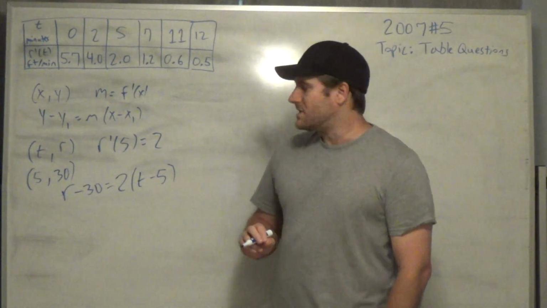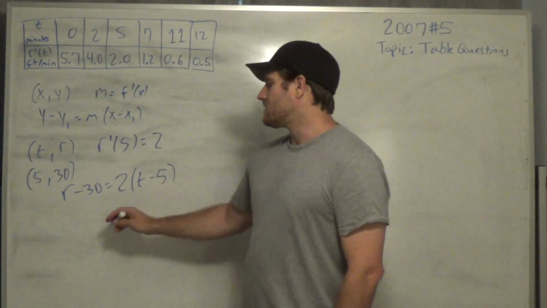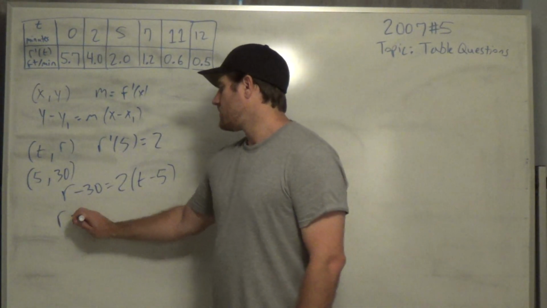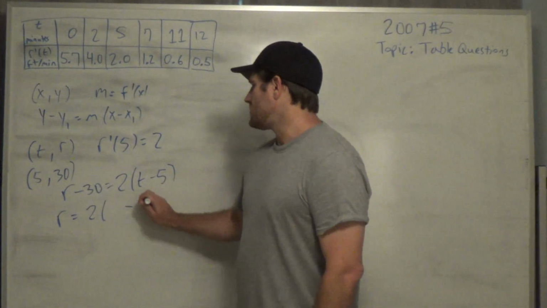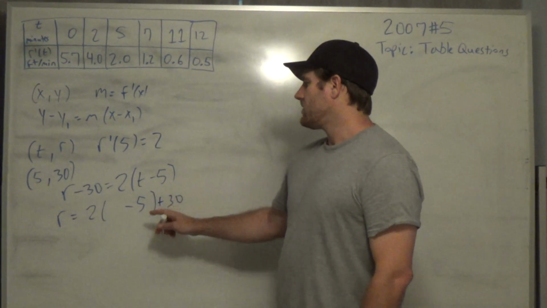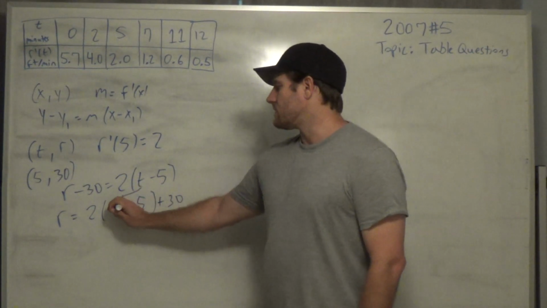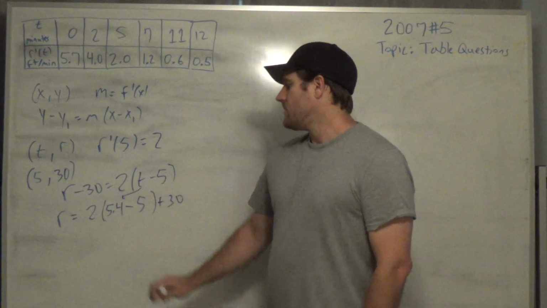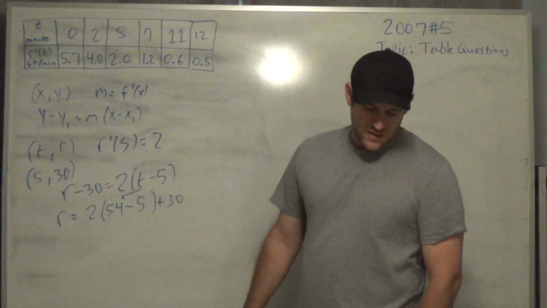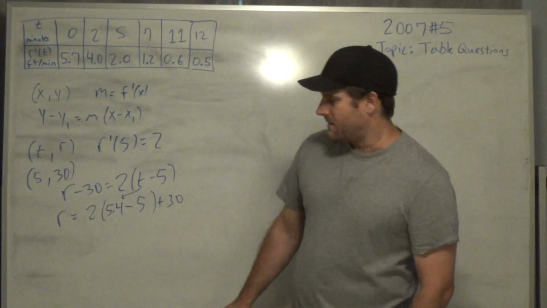And we're going to now find out what the radius is when the time is 5.4. So the first thing I'm going to do is add the 30 to the other side to get r by itself, and then I'm going to replace the time with 5.4. And you do not need to simplify this. So this is the estimate for the radius at time 5.4.